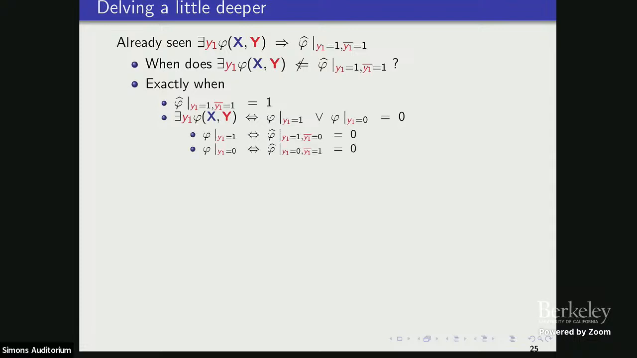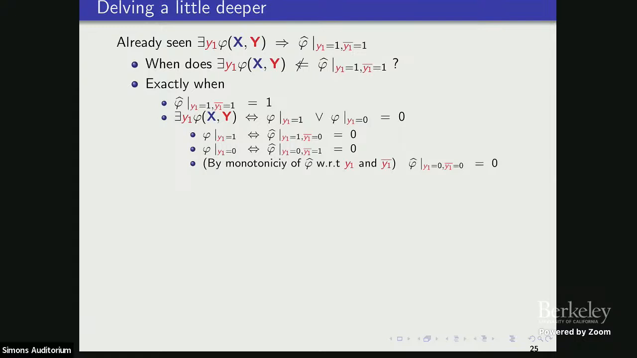But then I also know that phi with y1 set to 1 is the same as phi hat with y1 set to 1 and y1 bar set to 0. Remember, in phi hat, the negation y1s were replaced by y1 bar. So phi with y1 set to 1 is the same as phi hat with y1 set to 1 and y1 bar set to 0. So if I want this or this to be 0, then each of them individually has to be 0, which means that phi hat with y1 and y1 bar set to 1, 0 must be 0, and phi hat with these set to 0, 1 must be 0. And because phi hat is monotone, it also means that phi hat with y1 and y1 bar both set to 0 must be 0. Okay.